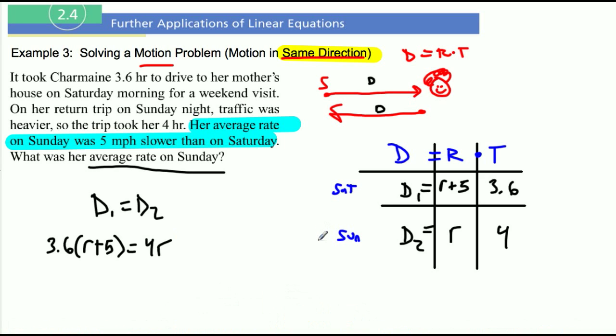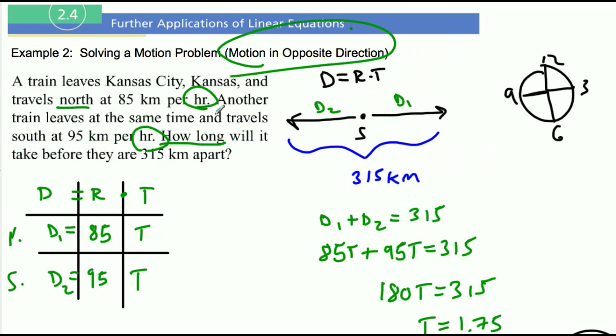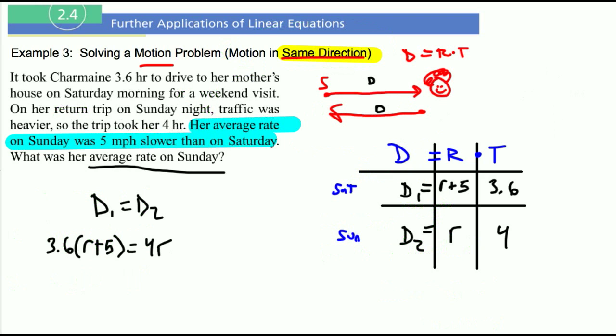Notice how this is set up. If you are doing a motion problem where the motion is in the same direction, you're always going to have d1 equals d2. You're always going to set those distances equal to each other. And if you have motion in the opposite direction, like in our last problem, then you're always going to add the two distances: d1 plus d2 equals the total distance. So that's really the distinct difference between how you set up these motion problems.